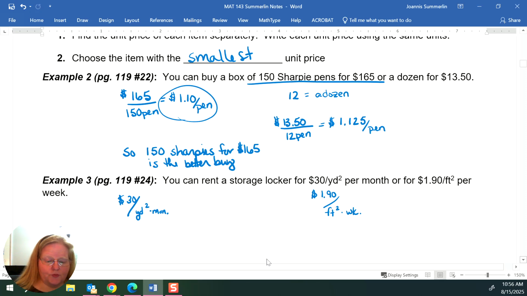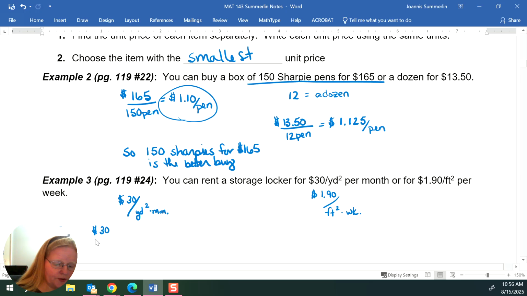Now they want to know which one is the better buy, but remember we said our bottoms have to be the same before you can compare. So we have to either make this yard square per month equal our feet square per week, or our feet square per week equal our yard square per month. So we're going to have to change one of them. I'm going to change my yard square per month to my feet squared. So how many yards are in feet is the question.